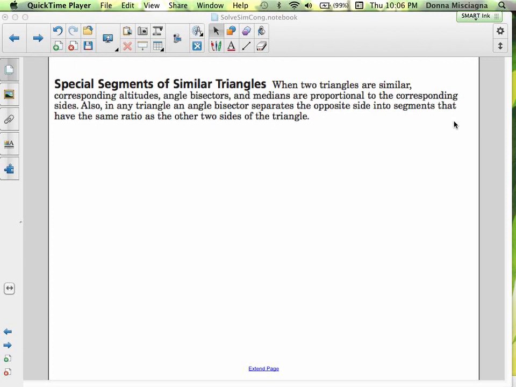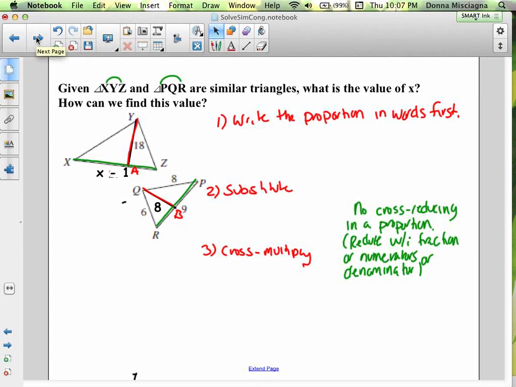and to the sides. Also, in any triangle, any bisector separates the opposite side into segments that have the same ratio as the other two sides of the triangle. We're not going to be dealing with angle bisectors in this lesson, but that happens to be true. So there are more than just sides that are in proportion. As a matter of fact, in a future lesson, we'll be working with some other things that are in proportion. But right now we're going to be working with special segments that are in proportion to solve a problem.